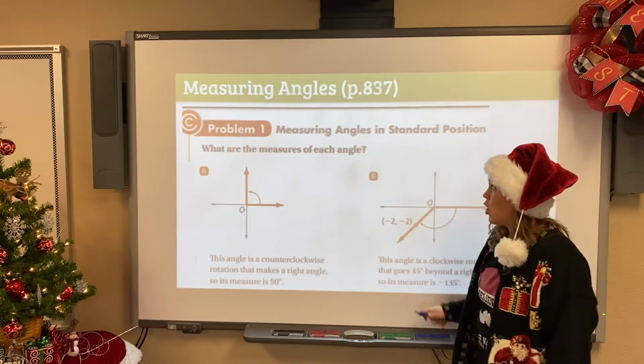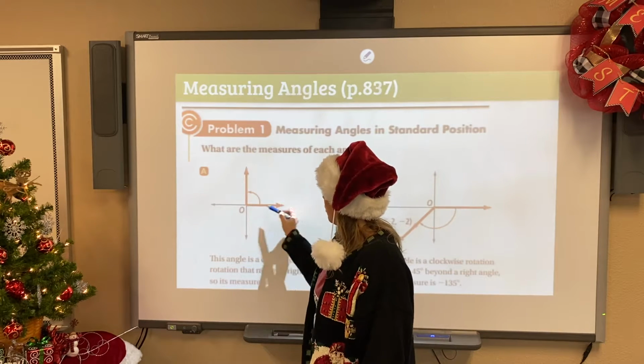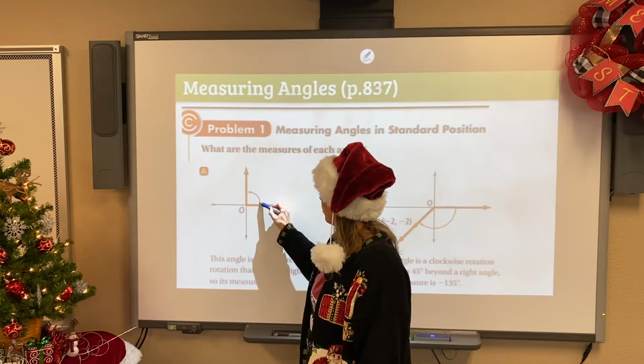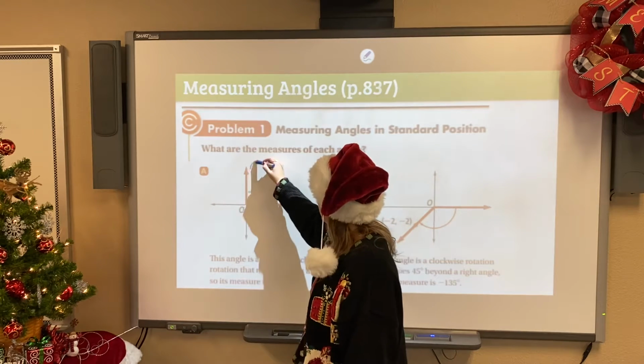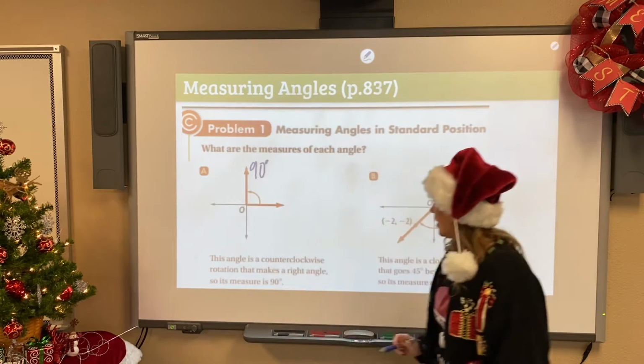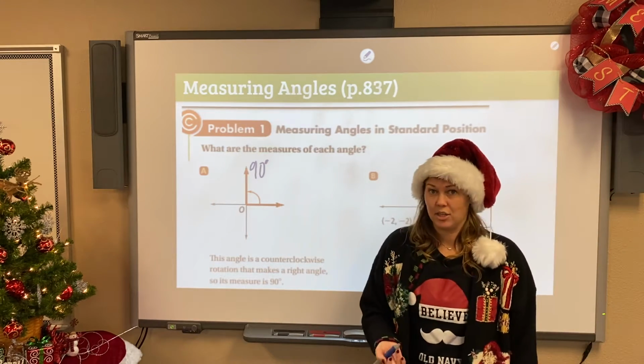Okay, so let's talk about finding measures of angles in standard position. So it says, what are the measures of each angle? So if we have A, we're looking for this angle right here. Well, this is right here on the y-axis, so this is 90 degrees. Okay, so it is counterclockwise and it's a positive, it makes a right angle, so the measure is 90 degrees.